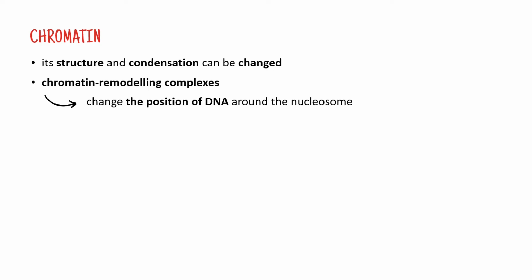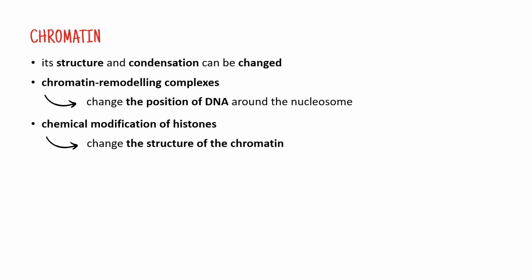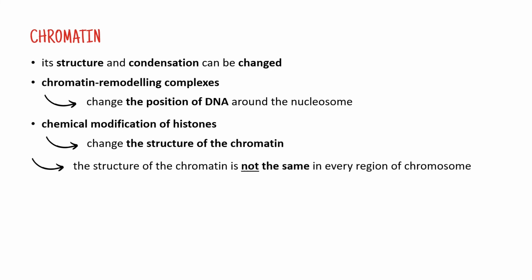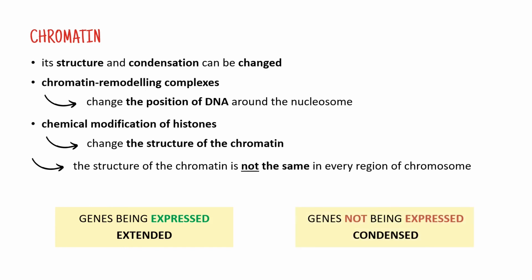Cells can also chemically modify histones to change the structure of the chromatin, again making the DNA more or less accessible. The consequence of these mechanisms is that the structure of the chromatin is not the same in every region, in every part of the chromosome. Parts of chromosomes that contain genes that are being expressed are more extended, while regions of chromosomes that contain genes that are not being expressed are more condensed, which means that they are less extended.